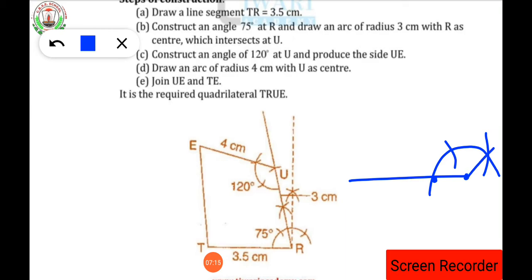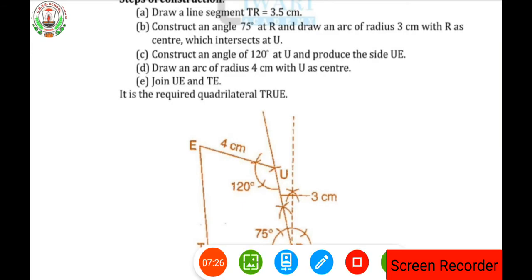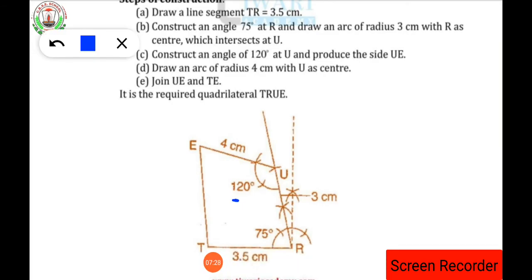So pass the line from here. Suppose this is an arc here, 60 degree, you will get here 120 degree. So you have to pass the line like this. So in this way you have to draw the angle U as a 120 degree. Clear? Then take any radius 4 centimeter, keep the needle at point U, draw one arc at E. Then join TE and RU as well as UE.